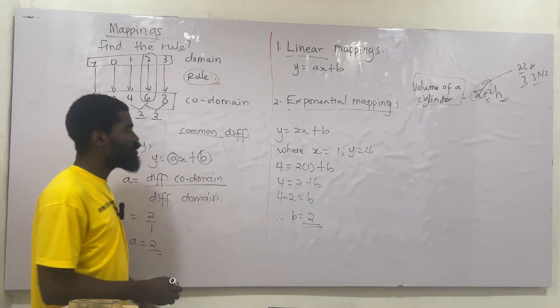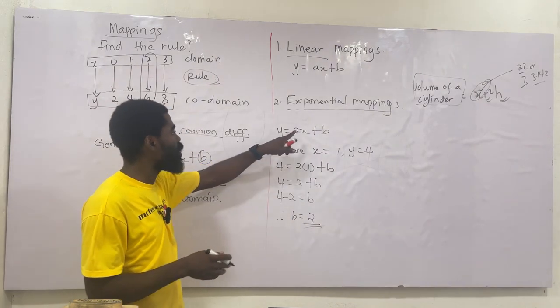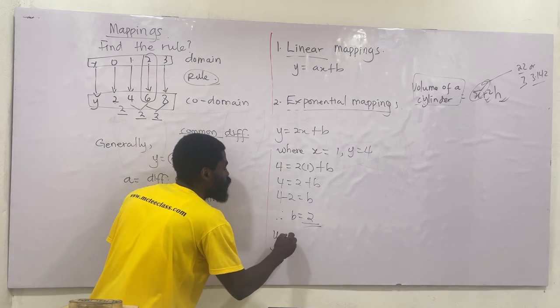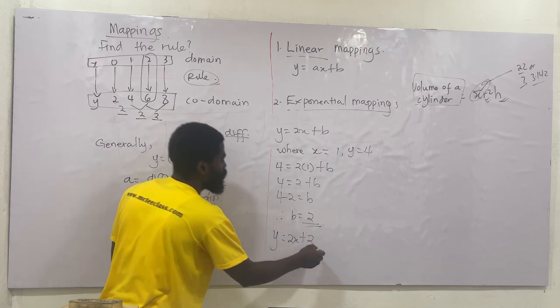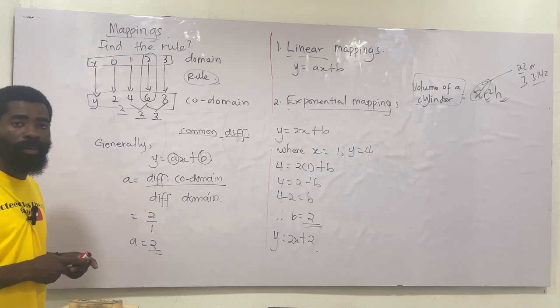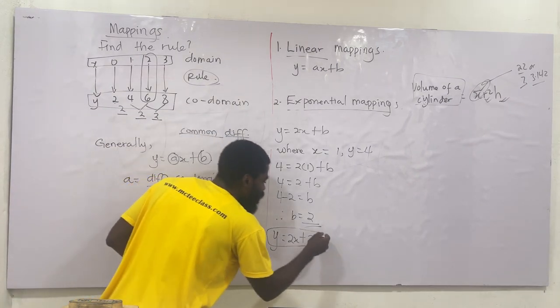Now that I have B to be 2, I'm going to substitute that 2 back into this and I get my rule. Because my rule should have A and B replaced with numbers. So Y should be equal to 2x plus 2, right? B is 2, so 2x plus 2. Are we there? Okay.